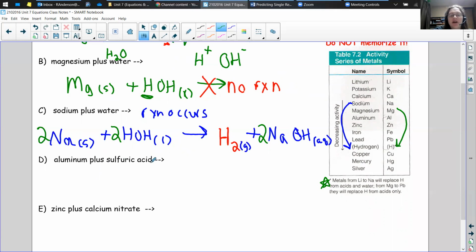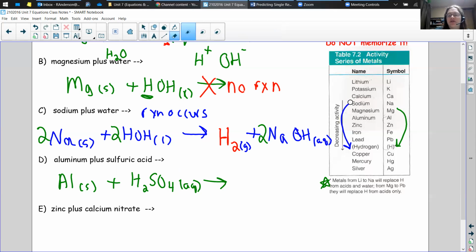So we have aluminum plus sulfuric acid. Aluminum's symbol is Al. Sulfuric acid, that is one of the acids we asked you to know at the beginning of this unit. H2SO4, and that is going to be aqueous. Acids are always aqueous. Now, the question is, is this reaction going to occur? So let's look over at our activity series.